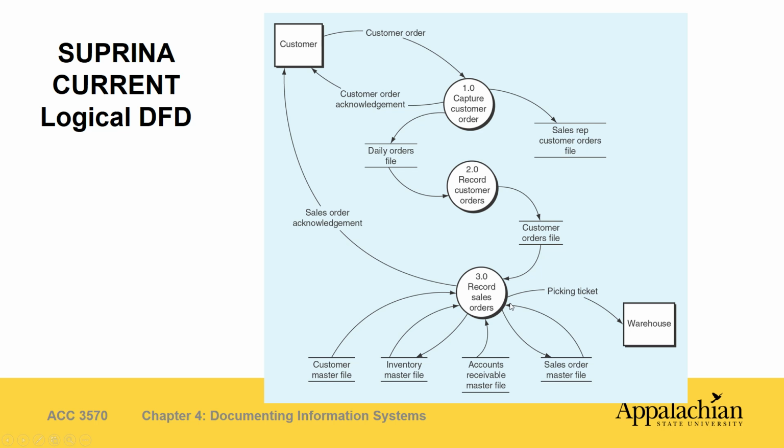And then when that is done, a sales order acknowledgement is sent to the customer, and then a picking ticket. A picking ticket is just what is sent to the warehouse to tell a warehouse employee to pick those items to ship to the customer.